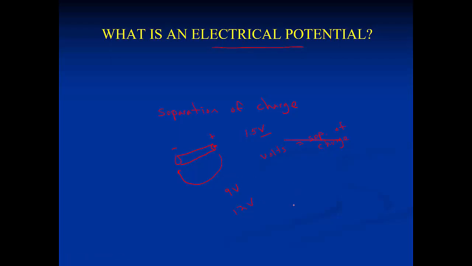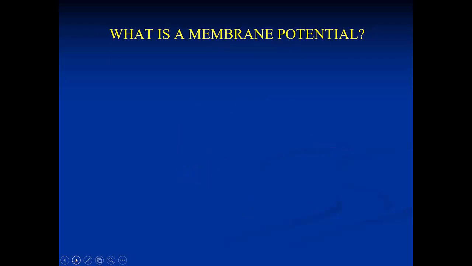Now, in neurons, we are going to talk about electrical potentials, but we're not going to use volts. We're going to use millivolts, mVs. Okay, so electrical potential is just a separation of charge. The more charge that's separated, the more work that can be done. Now, a membrane potential is simply a separation of charge across a membrane.